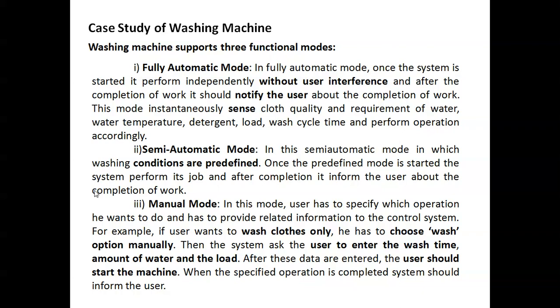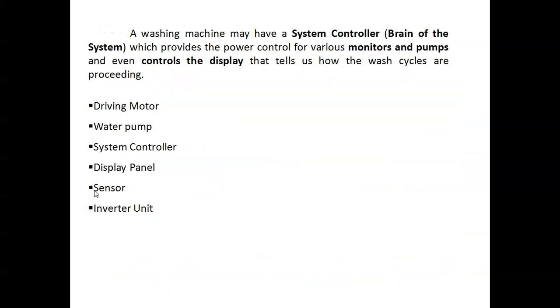Based on the mode, the machine cost will vary. If it is basic manual mode, the cost is less. Then semi-automatic mode, the cost is a little bit more. Then fully automatic mode, the cost is higher. This is the way the washing machine cost varies by level.